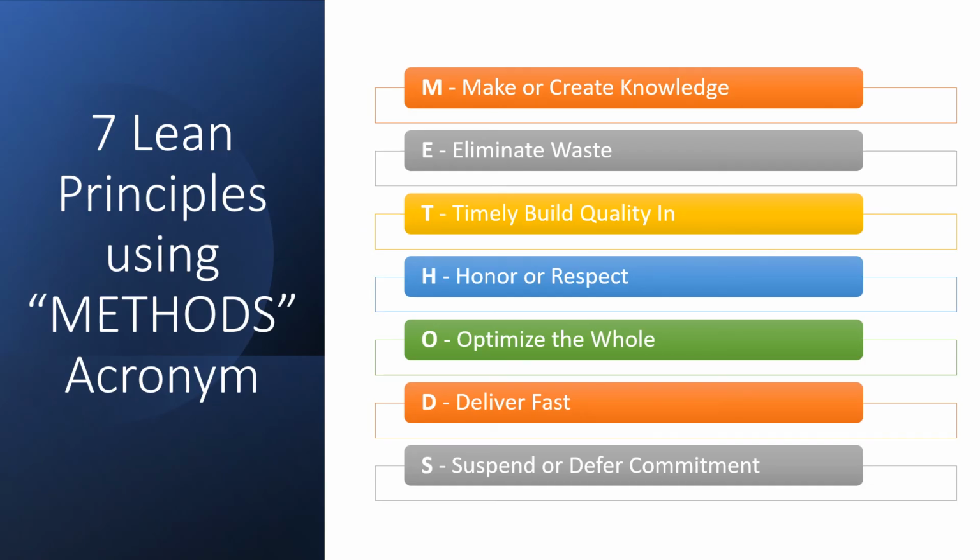Now let us see if we can describe these 7 lean principles which we have just discussed using an acronym. I have termed it the METHODS acronym, where M stands for make or create knowledge, E for eliminating waste, T for timely build quality in, H for honor or respectful environment, O for optimizing the whole, D for delivering fast, S for suspend or defer commitment. So this METHODS acronym can be used to remember the 7 lean principles.